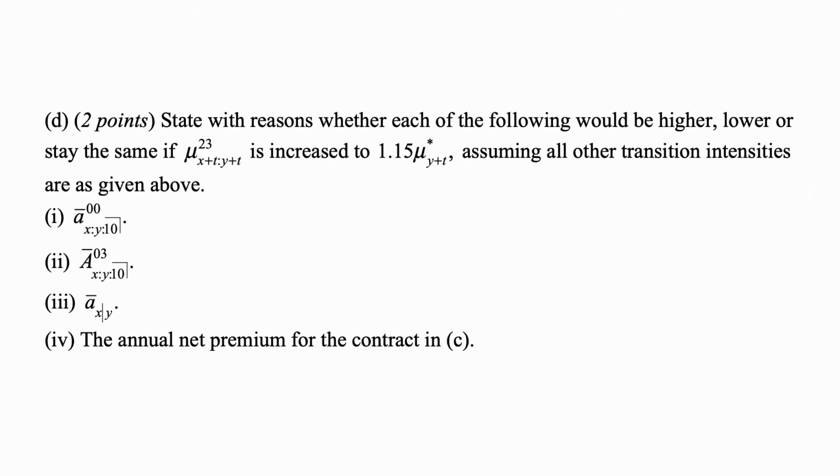Part D. State with reasons whether each of the following would be higher, lower, or stay the same if mu x plus t colon y plus t 23 is increased to 1.15 mu y plus t star, so 1.15 times the force of mortality at age y plus t from the standard ultimate life table, assuming all other transition intensities are as given above. And you have A bar x colon y colon angle 10 0 0, A bar x colon y colon angle 10 0 3, A bar x vertical line y, and we'll explain later what this means in just a moment. The annual net premium for the contract in C.